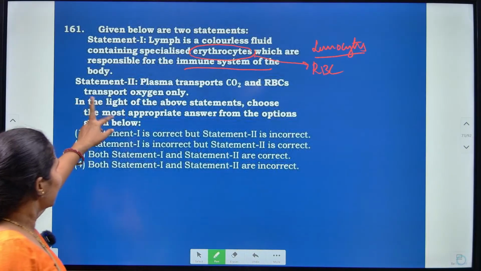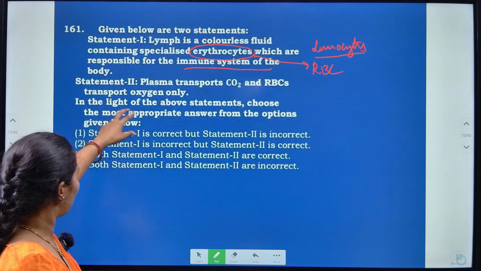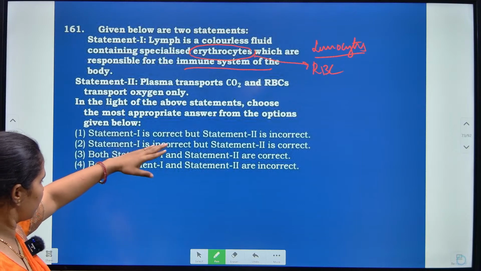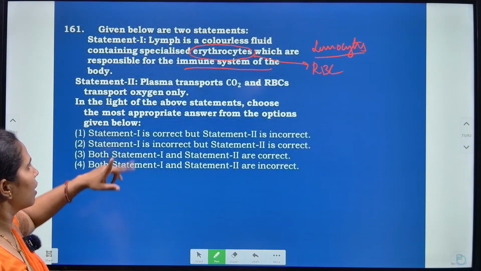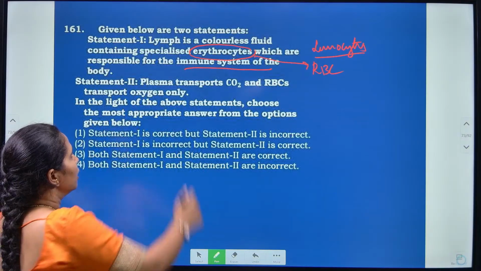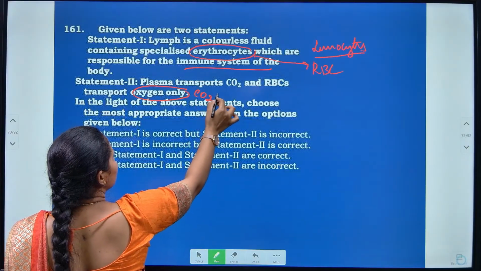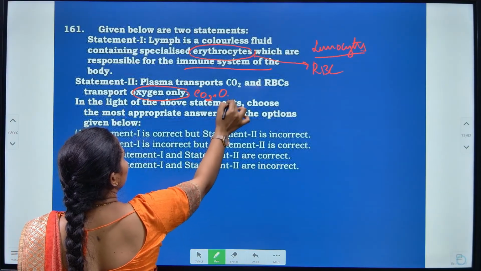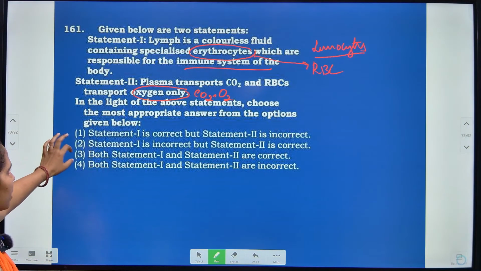Statement 1. Statement 2, plasma transports carbon dioxide and RBCs transport oxygen only. In the light of the above statements, choose the most appropriate answer from the given options. Both statements are incorrect here, because plasma transports carbon dioxide and RBCs transport oxygen only. No, RBCs transport carbon dioxide too, as well as oxygen. It is not only oxygen here. So both statements are incorrect. Option 4 will be the right answer.